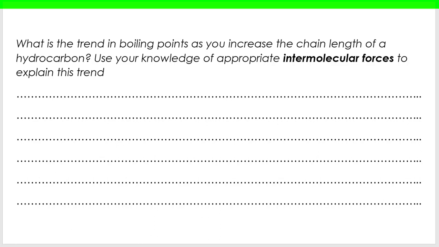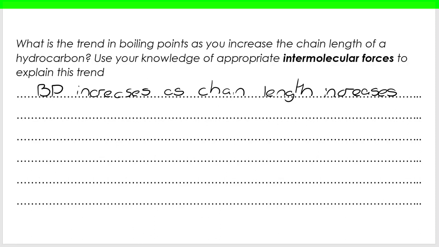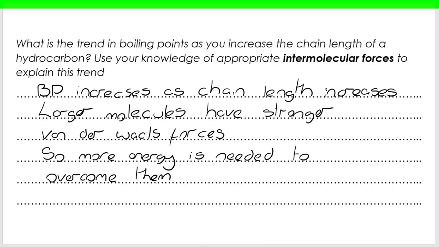What would the trend in boiling points be as you increase the chain length of a hydrocarbon? This is a GCSE question. We are going to revisit it later too. But we now need to think about specific intermolecular forces. So, as chain length increases, the boiling point increases, as discussed in fractional distillation at GCSE. Why? Because the molecules are getting larger, therefore they have stronger van der Waals forces. And if they have stronger van der Waals forces, more energy is needed to overcome them.